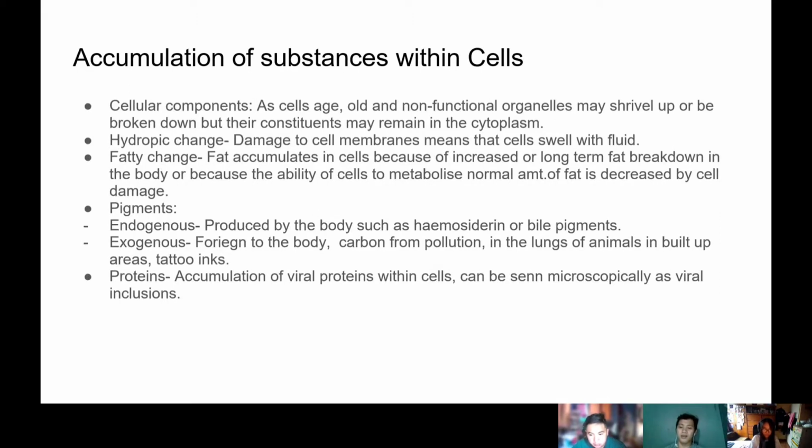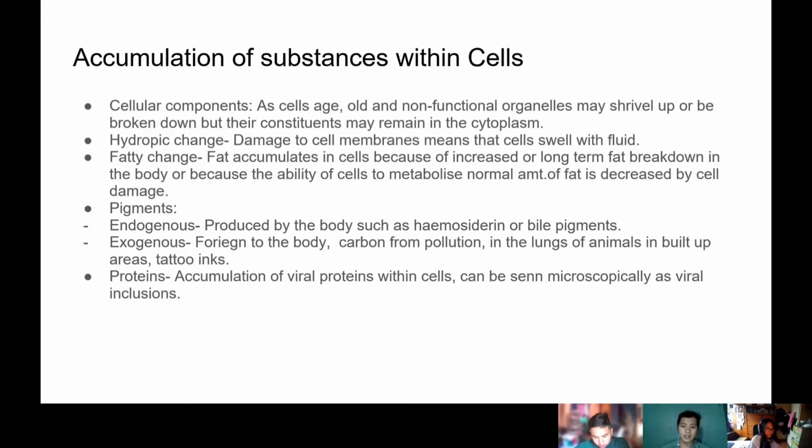Accumulated pigments may also be exogenous, or foreign to the body, such as carbon from pollution, which may accumulate in the lungs of animals living in built-up areas. Other exogenous pigments can also accumulate in cells. Indeed, we make use of this fact, since the inks used in tattoos accumulate in the cells of the skin.